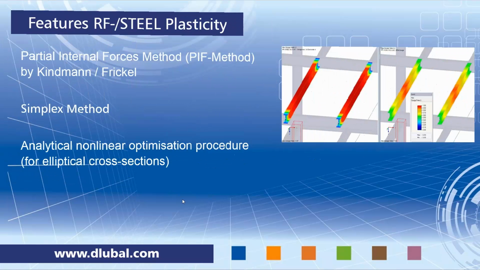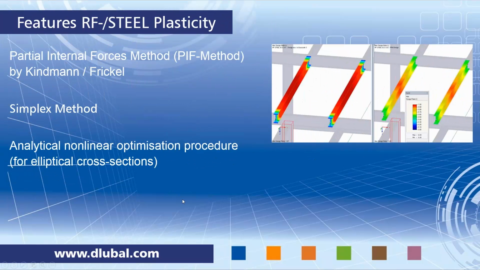For the RFSteel Plasticity, we have different methods of analysis available. The main one is the partial internal force method by Kindmann and Frickel, and this method is suitable for nearly all types of cross-sections. This method exists with and without a redistribution of internal forces. A second method that is available is the simplex method. This is for general cross-sections, and another type is the analytical nonlinear optimization procedure, which is used for elliptical cross-sections.